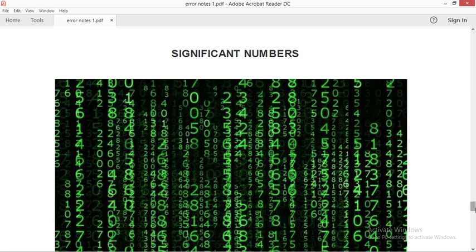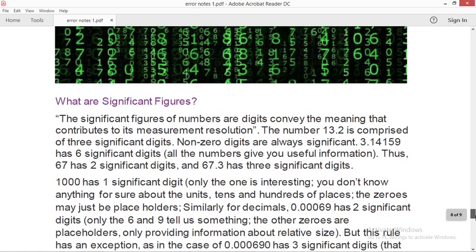Now let's talk about significant numbers. What are significant figures? The significant figures of a number are digits that convey meaning and contribute to its measurement resolution. The number 13.2 is comprised of 3 significant digits. Non-zero digits are always significant. 3.14159 has 6 significant digits. Thus, 67 has 2 significant digits. 67.3 has 3 significant digits.